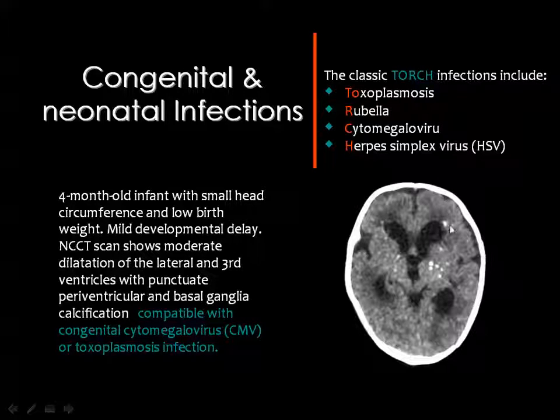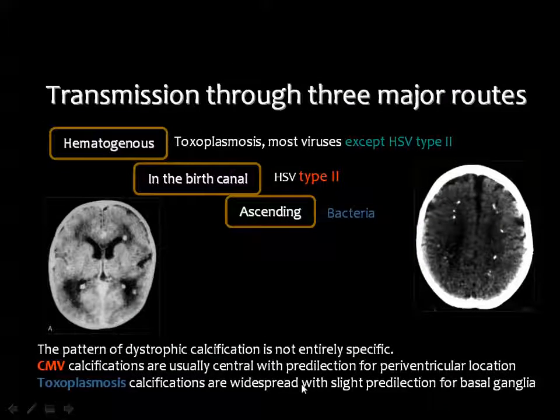And as you can see in this example, where you can see minute foci of calcium seen in this axial CT image without contrast, distributed non-symmetric in the periventricular area. And whenever you see this appearance, you assume you are dealing with a congenital intracranial infection, one of these four categories.